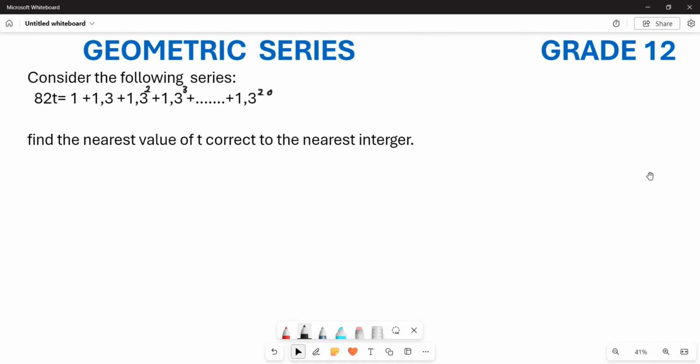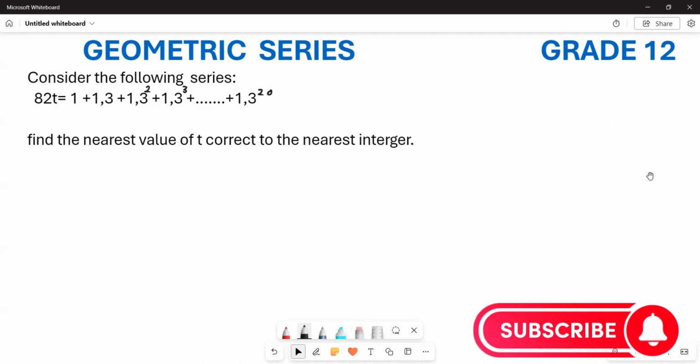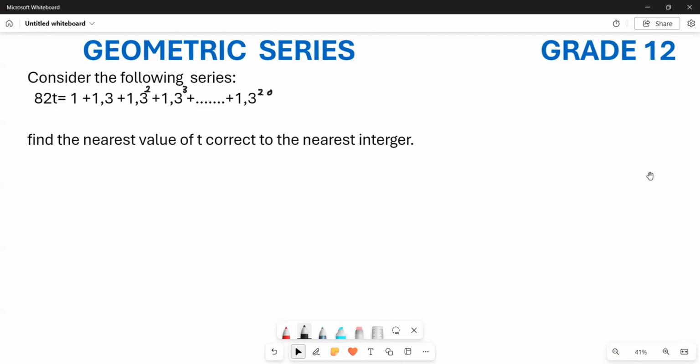What is it that we are doing basically? We are looking at our geometric series and trying to understand some of the exam type questions that they ask on this topic. Here, we are given the following series: 82t equals 1 plus 1.3 plus 1.3 squared plus 1.3 cubed, continuing up until 1.3 to the power of 20.